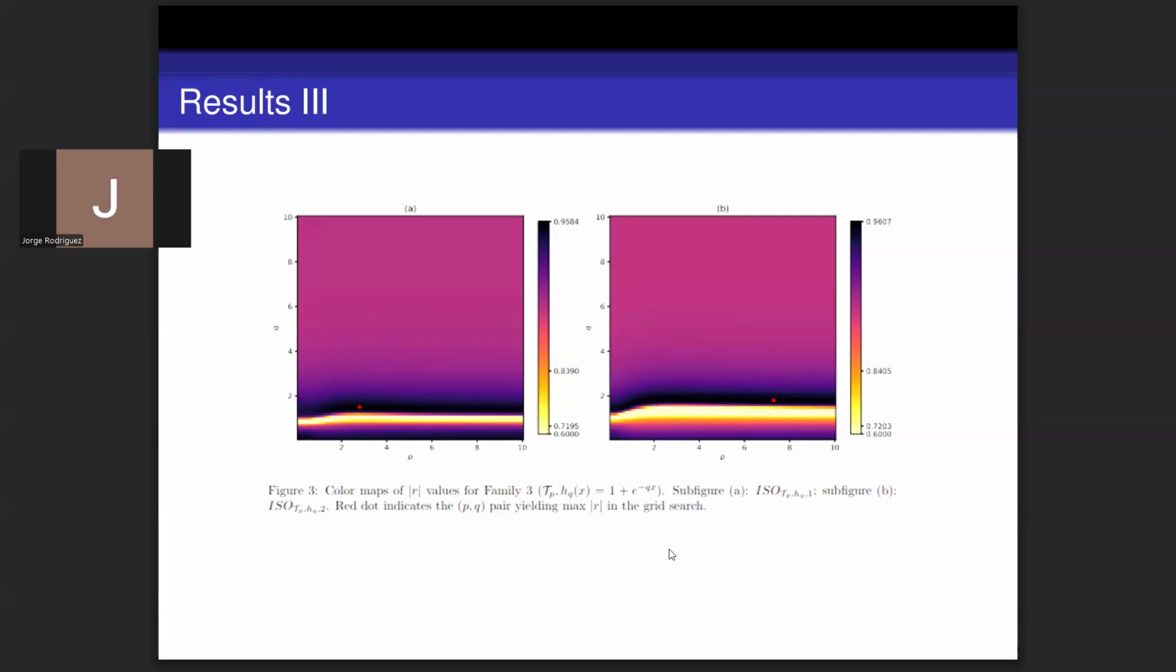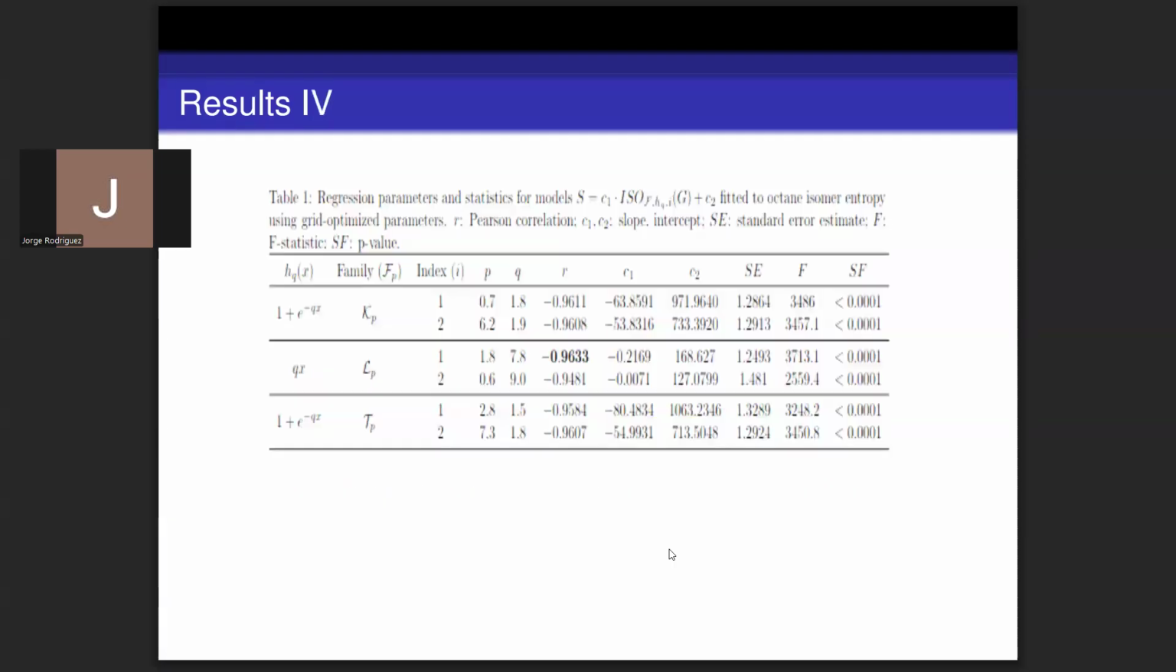And finally, we are going to run a regression on the entropy of octane isomers, and we are going to run the regression on the first and second h integral Sombor indices and a constant. Okay, so we are going to parameterize this using the values of p and q that maximize the correlation for each type of functions and for each h integral Sombor index. Okay, and these are the results that we get. C1 is going to be the slope and C2 is going to be the intercept in the regression.